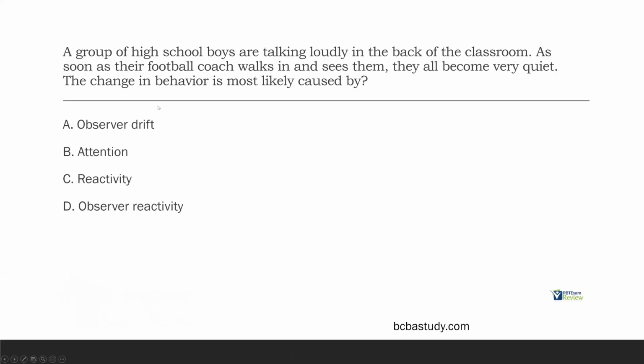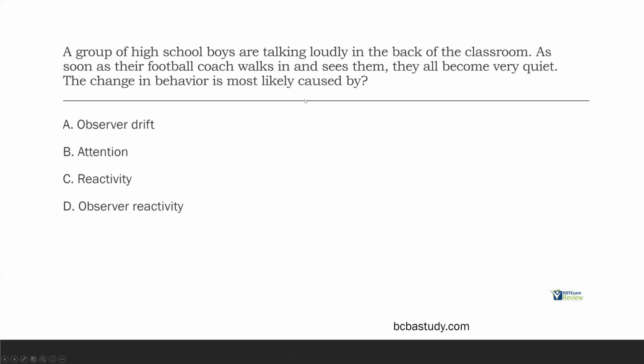Question 1. A group of high school boys are talking loudly in the back of the classroom. As soon as their football coach walks in and sees them, they become very quiet. The change in behavior is most likely caused by what? What do we do first with behavior questions? We identify the behavior we're talking about, especially when questions involve multiple people, multiple behaviors, multiple stimuli. It can get very muddy. Let's first identify what we're looking at.